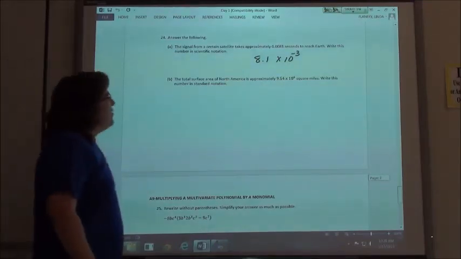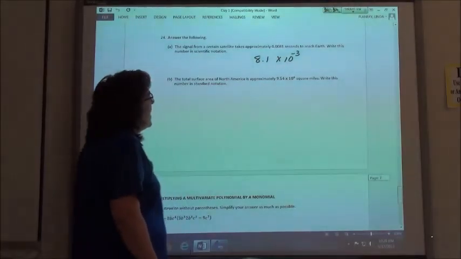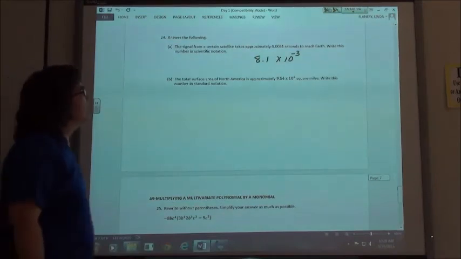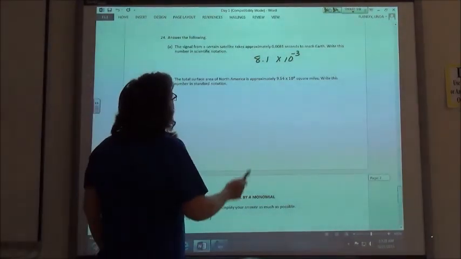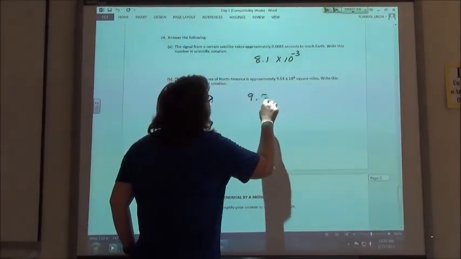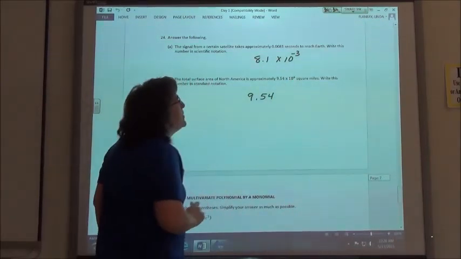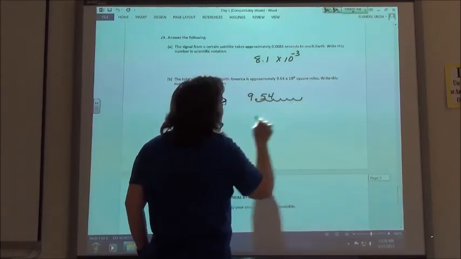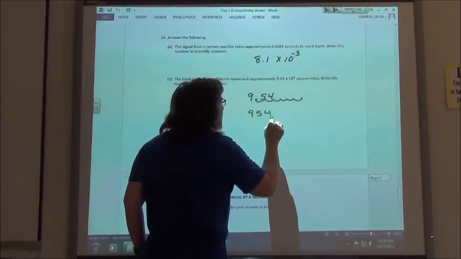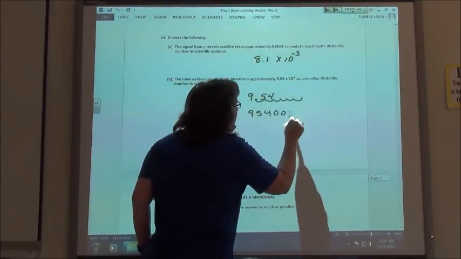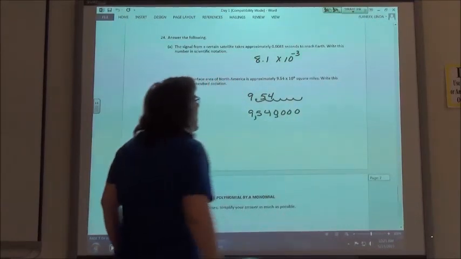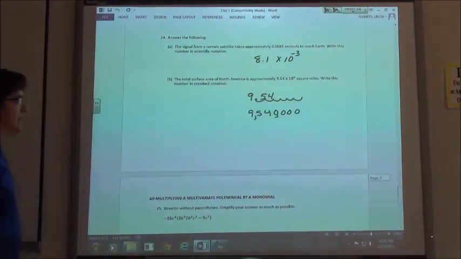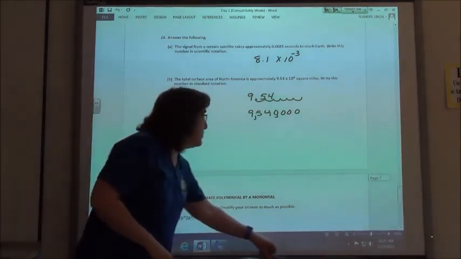And the total surface area of North America is approximately 9.54 times 10 to the 6 square miles. Put the number in standard notation. 9.54. I want to move my decimal 6 places to the right. 1, 2, 3, 4, 5, 6. So I'm going to have 9,540,000 if I move my decimal 6 places to the right.